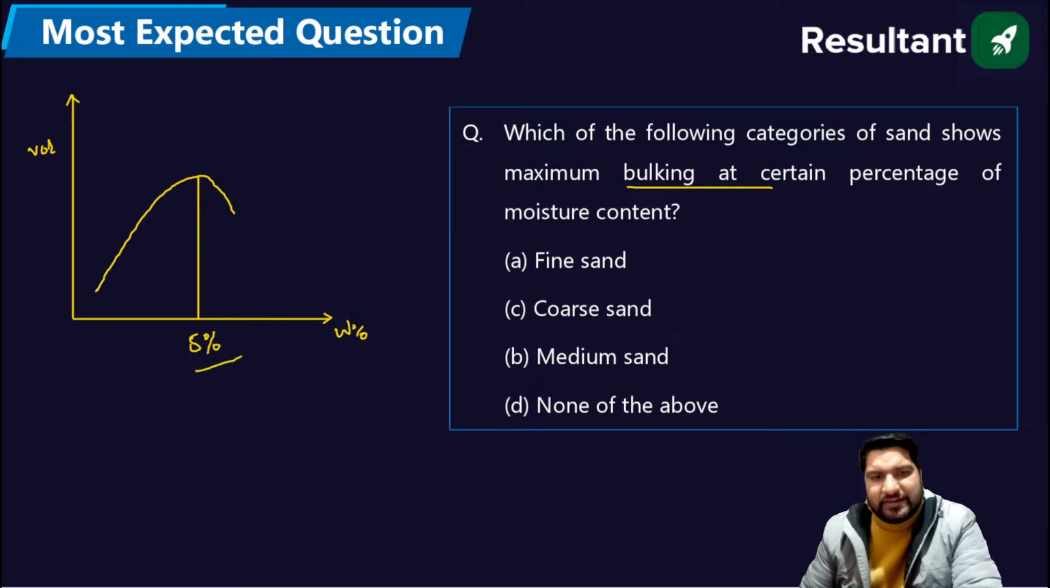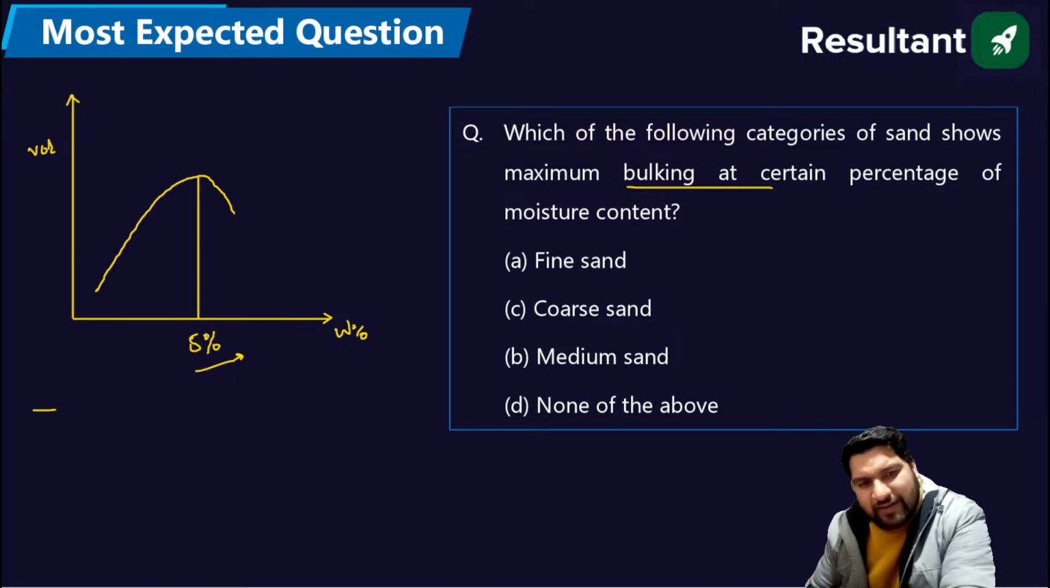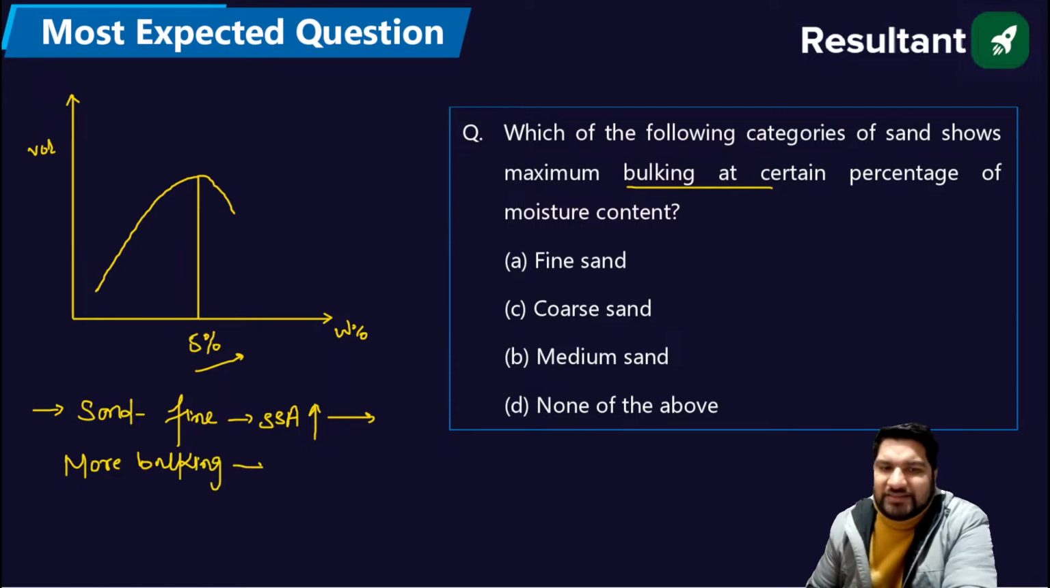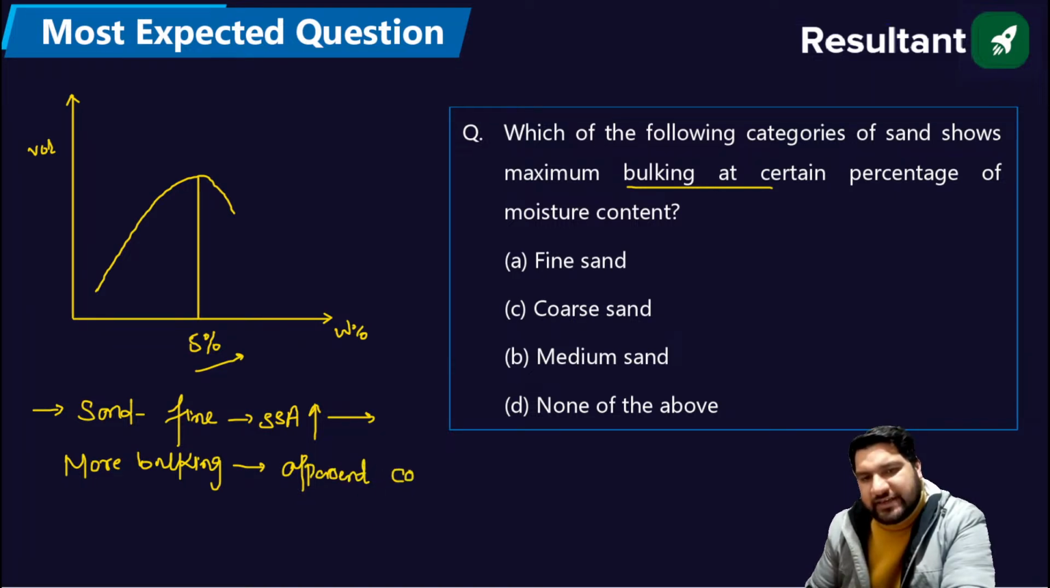That means, guys, when the sand is fine, fine means more specific surface area. Specific surface area is more, so there is high absorption of moisture, and there is more bulking of the sand. Now, when there is bulking of the sand, a property called apparent cohesion comes into the picture. So the right answer for this question is fine sand.